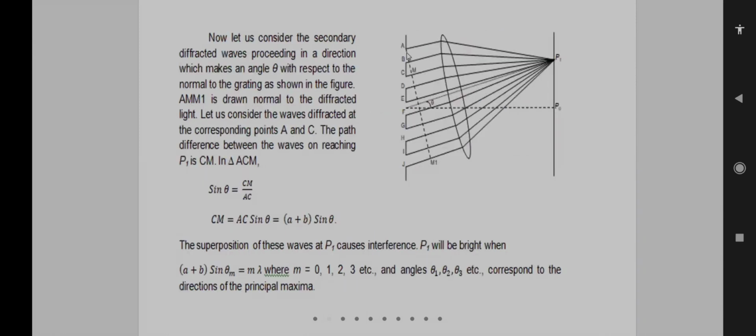So this is the slit, this is the slit of width small a, and this is the opaque surface, meaning the ruling surface, of width b. These two together, a plus b, are called the grating element.